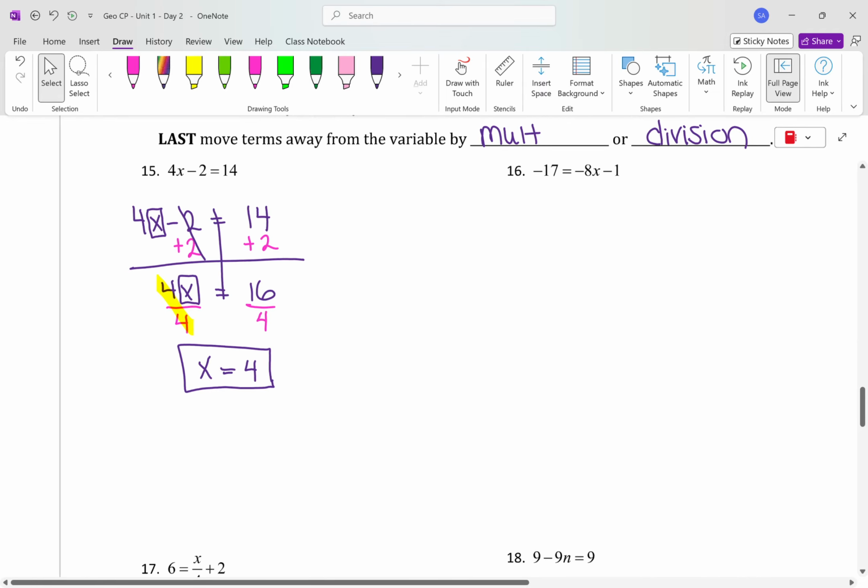Okay, I want you guys to try number 16 on your own, and then once you're done, zoom it in to make it a little bit bigger for me and hold it up so I can see what you got.